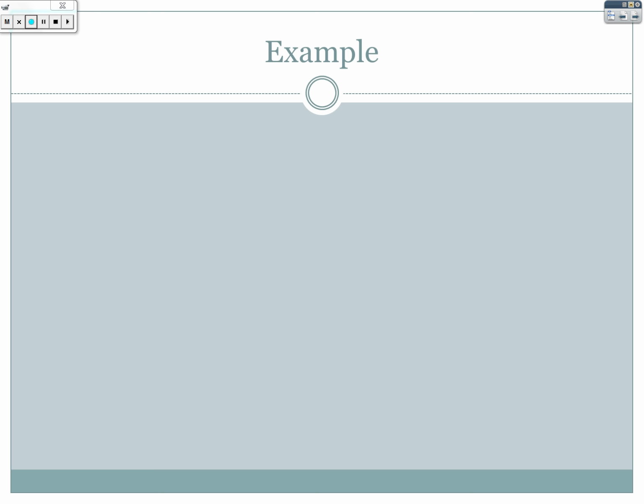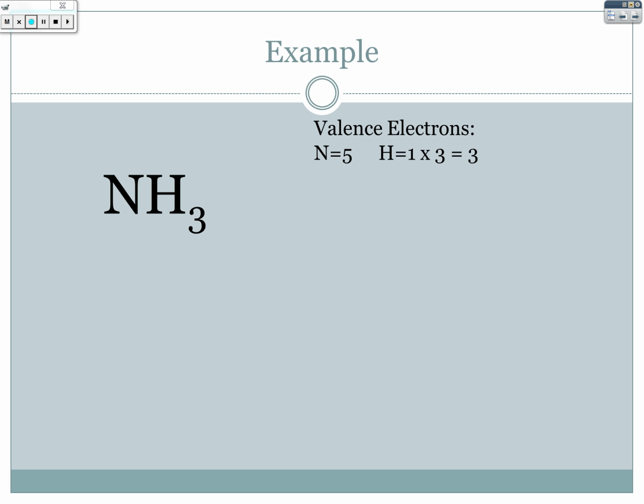So let's talk about an example. Let's talk about ammonia. Ammonia is kind of fun. Okay, so let's count our valence electrons. That's our first step. So we have nitrogen, which has 5, and we have hydrogen, which has 1, but there are 3 hydrogens. So 1 times 3 is 3, which when you add 5 and 3 together, that means we have a total of 8 valence electrons that we need to account for in our bonding. So let's draw a picture.